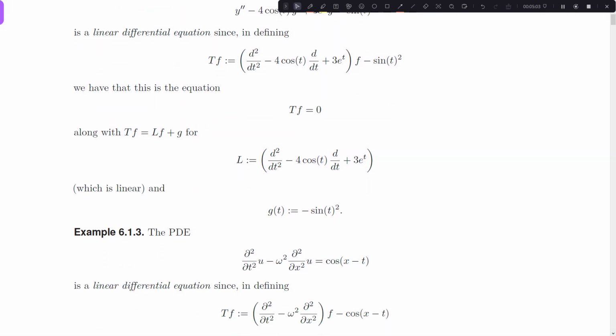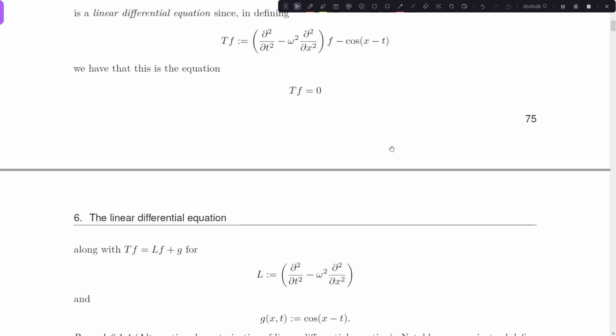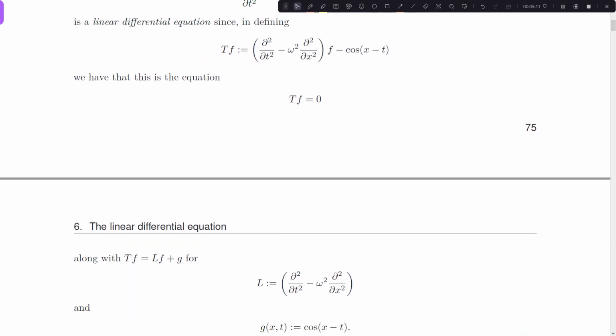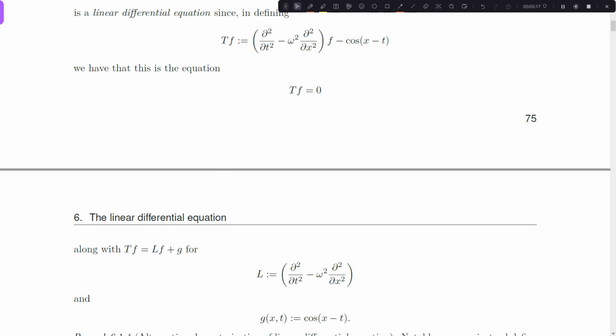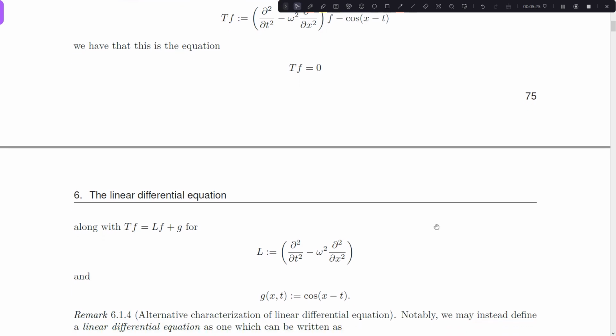You can define T as the following if you pull everything to the left-hand side. You can define L as the linear operator, which contains the differentials, and you can define g as the additive function, cosine x minus t. I guess it should have been negative there, but not a big deal. And we recover that we have a linear differential equation.